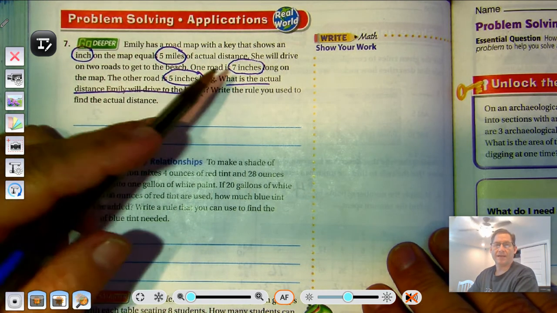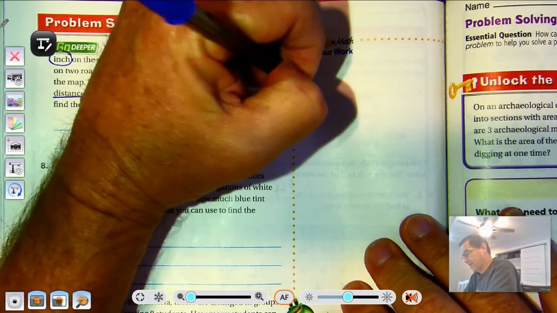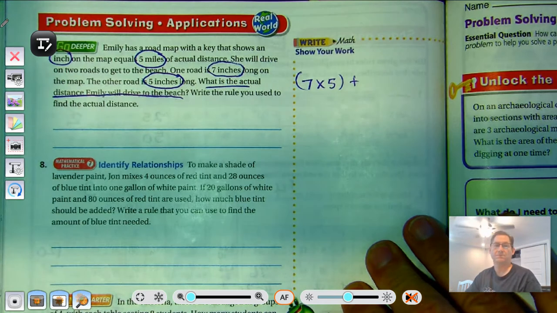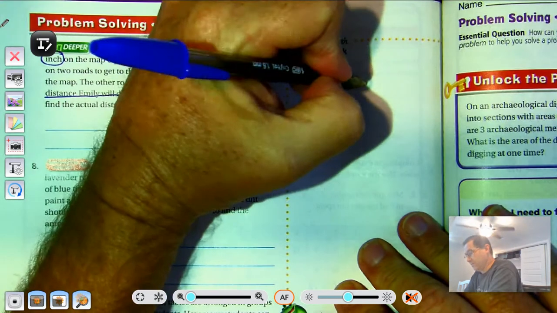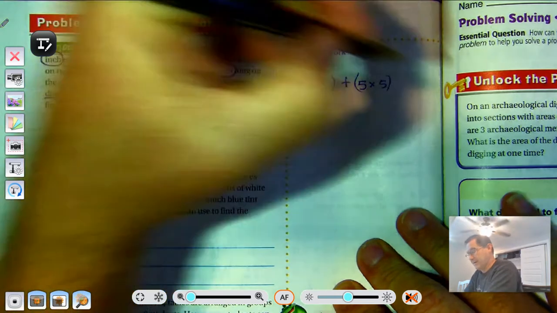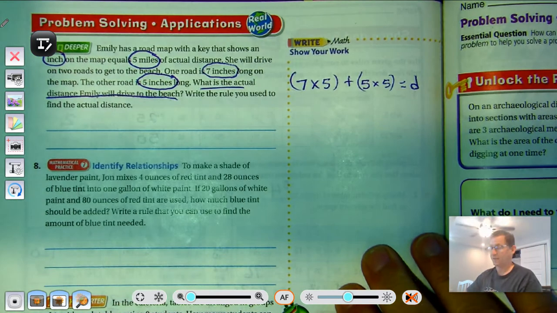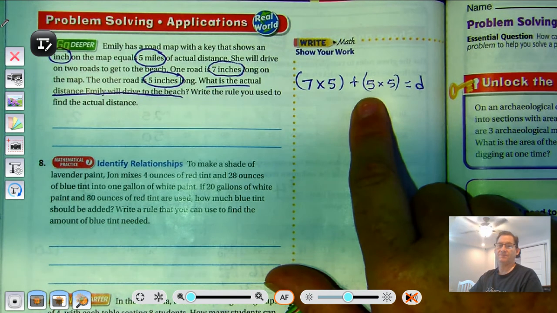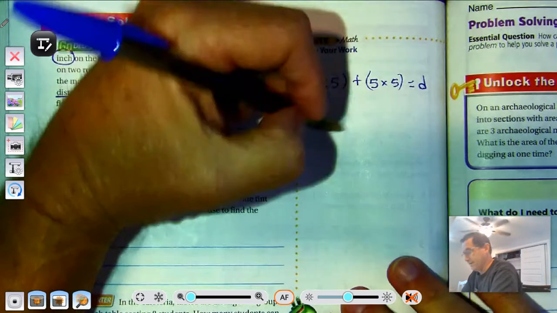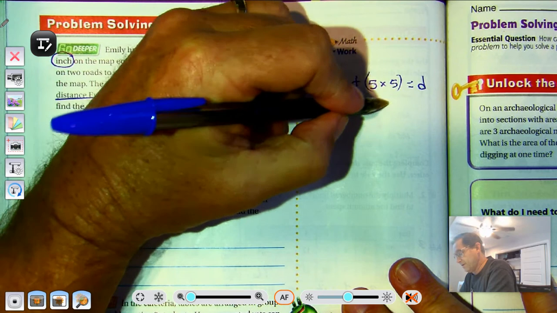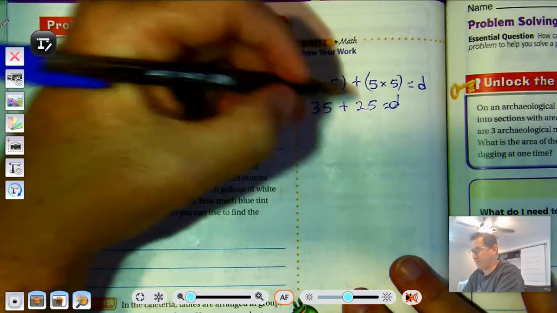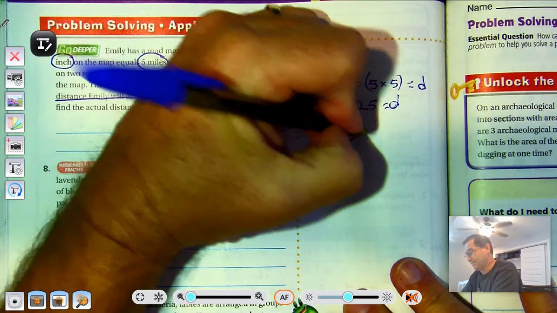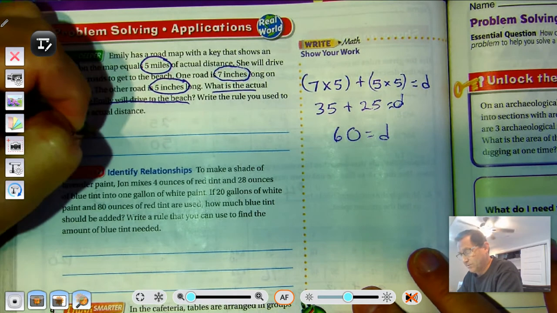So I can take the one road is 7 inches. Well, for every inch on the map, it's 5 miles in real life. And the other road was 5 inches, so 5 times 5. And that'll give me the actual distance. Okay, so 7 inches times 5 miles, 5 miles per inch, and 5 inches times 5. So we get 35 for the one road plus 25 for the other road. And 35 and 25, well, 5 and 5 is 10, right? And 30 and 20 is 50, so 60. 60 miles.